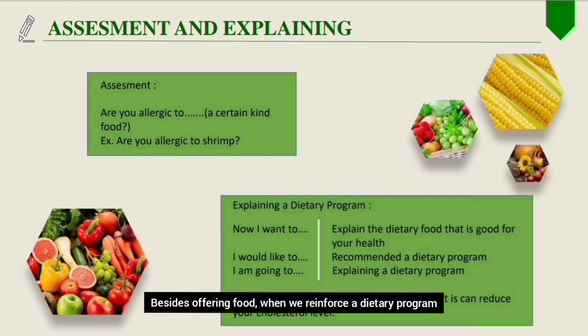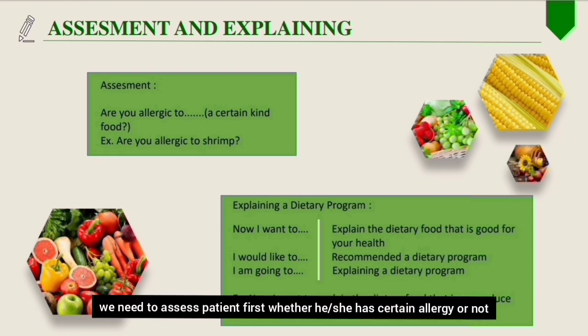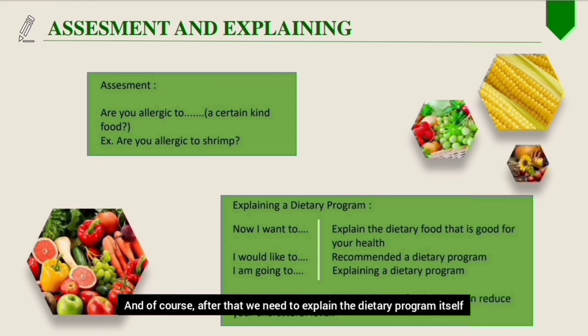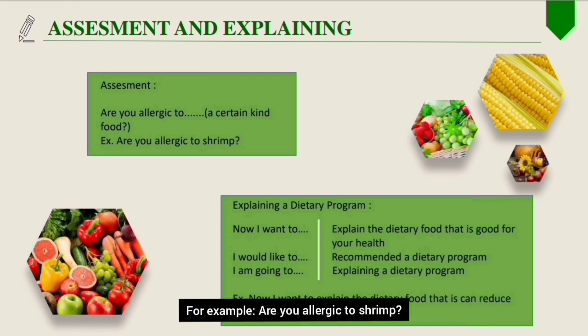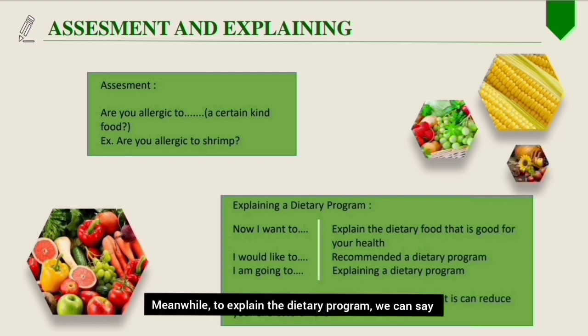Besides offering food, when we reinforce a dietary program, we need to assess patients first whether he or she has a certain allergy or not. And of course, after that, we need to explain the dietary program itself. To assess patients, we can say, are you allergic to blah blah blah? It's a certain kind of food. For example, are you allergic to shrimp?